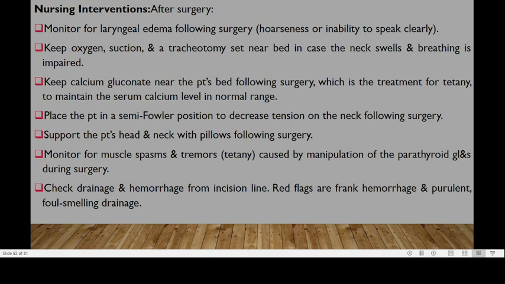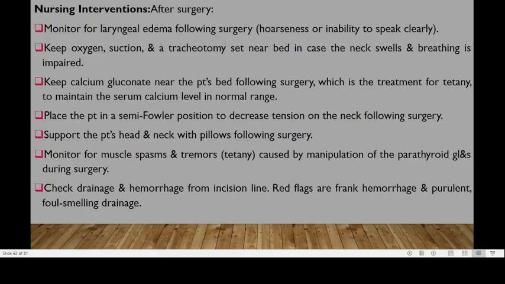Place the patient in semi-Fowler's position to decrease tension on the neck following surgery. Support the patient's head and neck with pillows. You need to monitor for muscle spasms and tremors, the tetany caused by manipulation of the thyroid gland during surgery. Check for drainage and hemorrhage from the incision line.